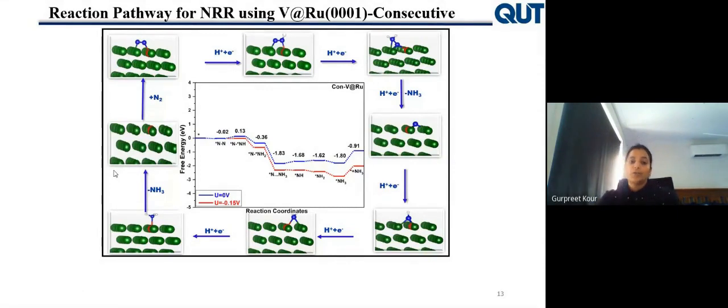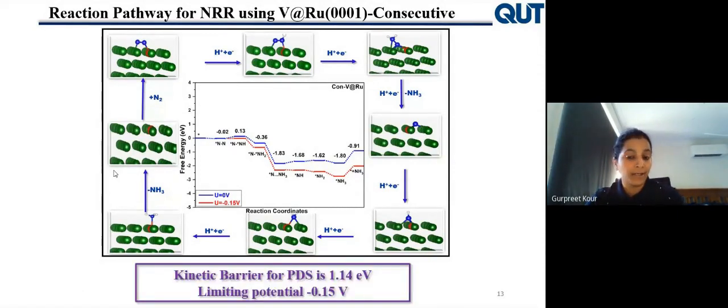In addition to this thermodynamical aspect, we also calculated the kinetic barrier using the CI-NEB method. Here we found that in the case of vanadium doped ruthenium 001, the kinetic barrier was 1.14 electron volt, corresponding to this PDS, the potential determining step.